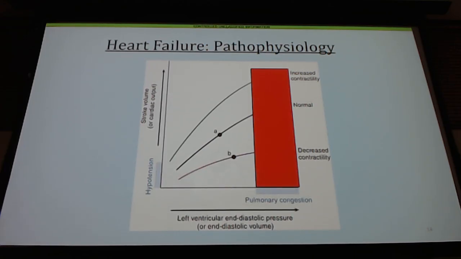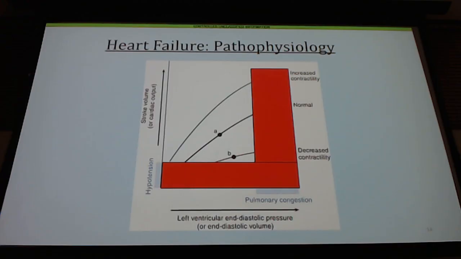So anybody who falls into this range is going to have pulmonary congestion. Now let's look at the y-axis, and let's drop that stroke volume to a point where, in this box here, if your stroke volume is down at this level, you are going to have hypotension. So you're not going to be perfusing things properly.